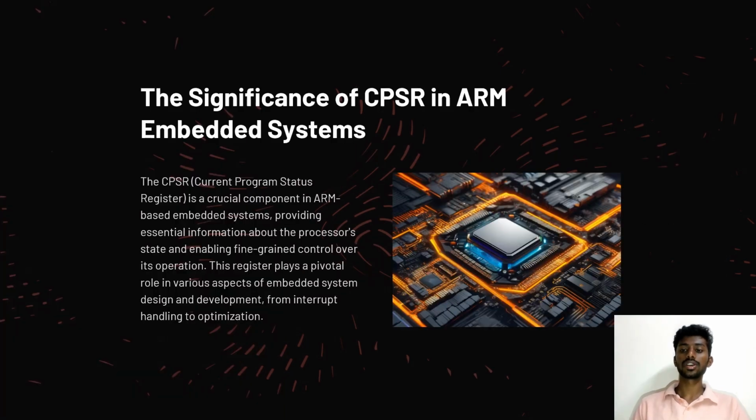So, what is the significance of this CPSR usage in ARM embedded systems? The CPSR is a crucial component used in ARM-based embedded systems, providing essential information about the processor state and thereby enabling fine-grained control over its operation. So this register plays a pivotal role in various aspects of embedded system design and development, from interrupt handling to optimization.